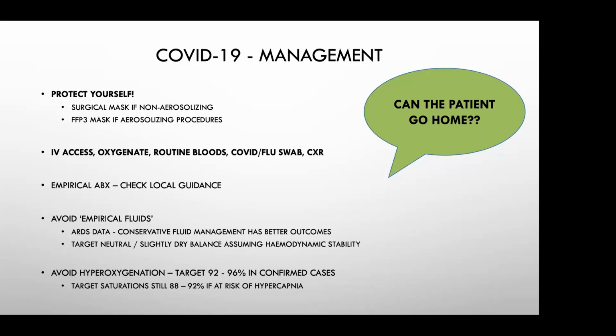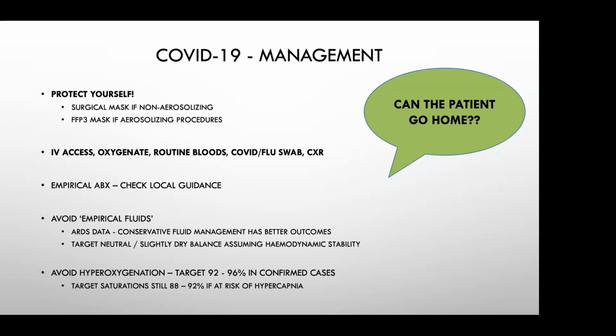Similarly, avoid hyperoxygenation. I know we said normal saturations are above 94%. In this cohort of patients, we're aiming for 92 to 96%. That does not come directly from coronavirus data. It comes from ARDS data and some recent trials in ICU that have come out about ARDS. If you've got a patient who's running at 94% on whatever oxygen level, it's reasonable to leave them on that, but there's no need to gun for 97, 98%.